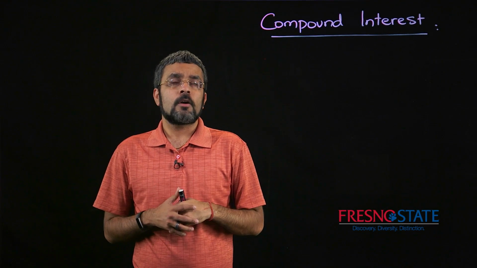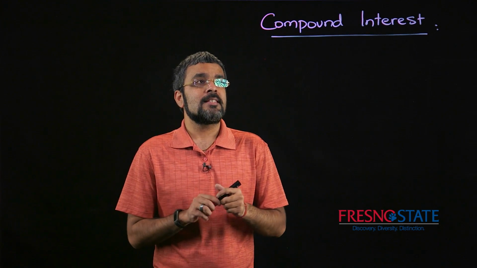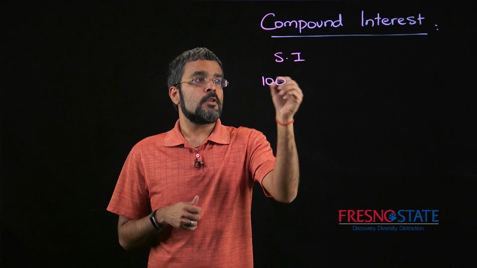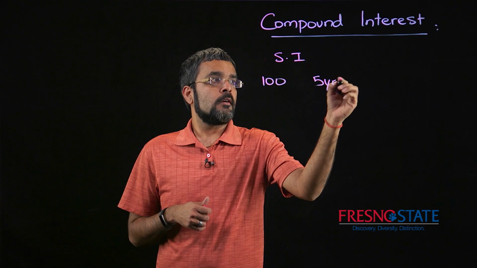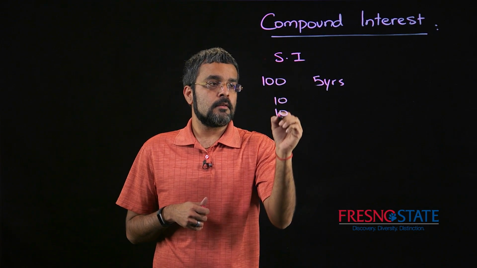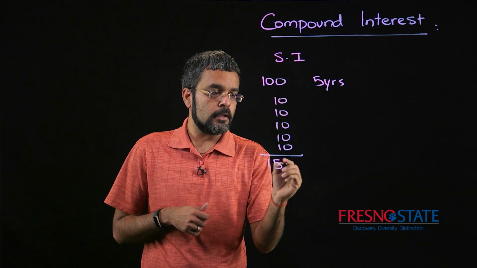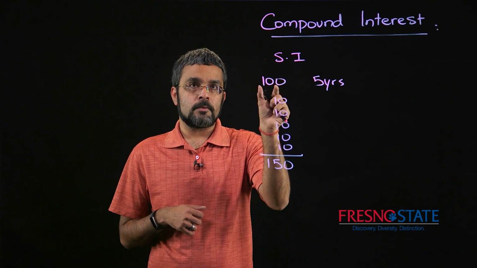So now we're going to talk about compound interest. What's the difference between compound interest and simple interest, right? If you remember, for simple interest, if I invested $100 for say 5 years, every year I would get $10, right? And so at the end of 5 years, I would get $150.